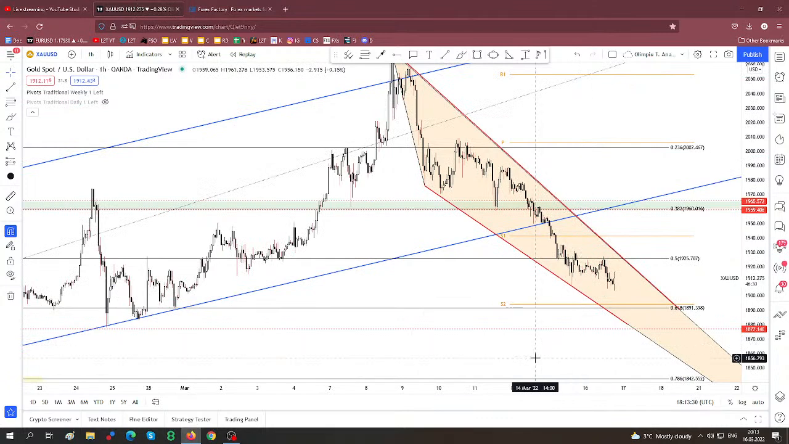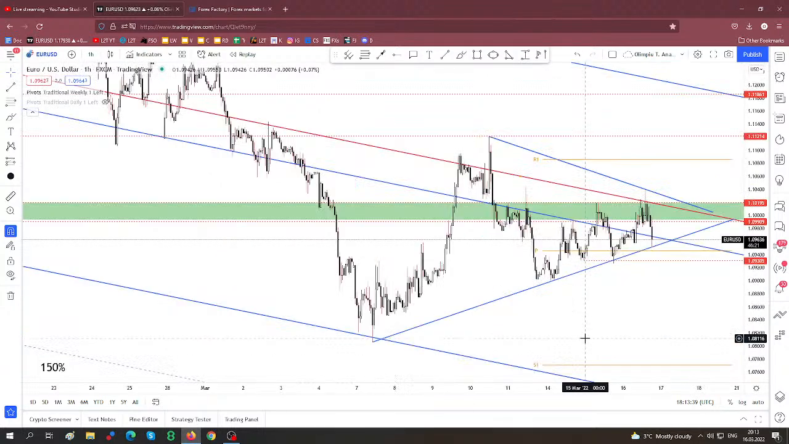So gold is still there. Let's take a look again at euro versus the US dollar. I will take a look at more sell off here on euro versus the US dollar. So I'm keeping my pending order here in euro versus the US dollar.